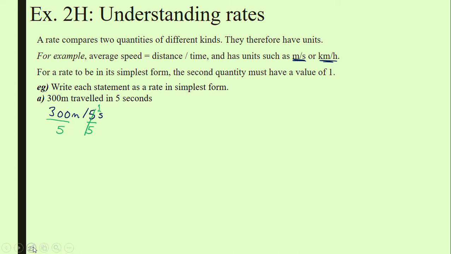Okay, and 300 divided by 5, you might be able to do that in your head. You might need to use normal multiplication. Okay, 30 divided by 5 is 6, and then pop the 0 back on the end. You get 60 meters per second, which is pretty fast. Probably not if you're in a car. All right, one more of those.